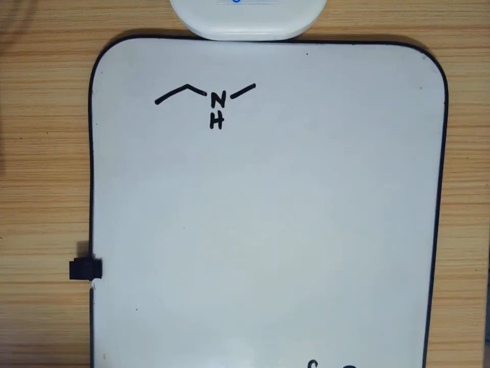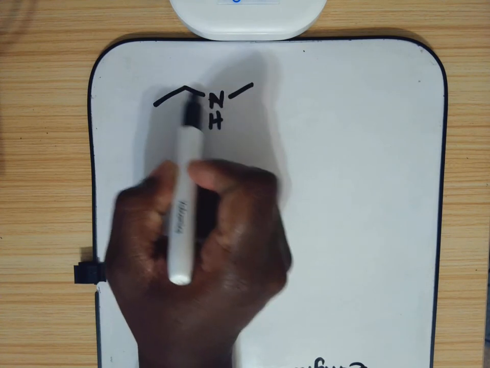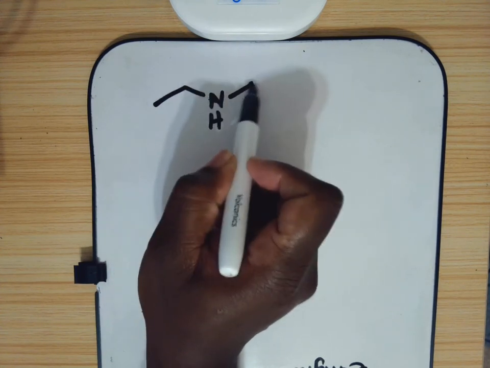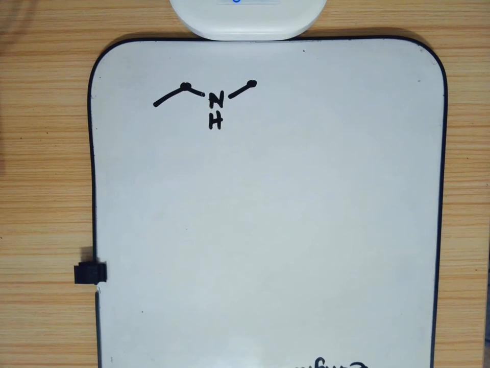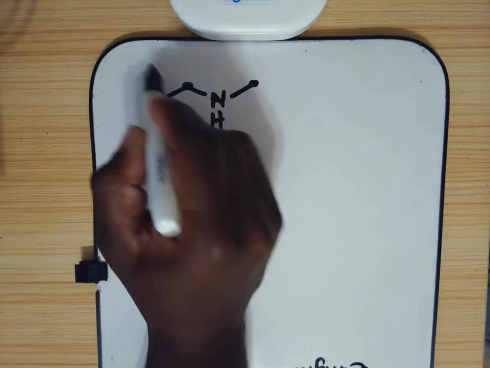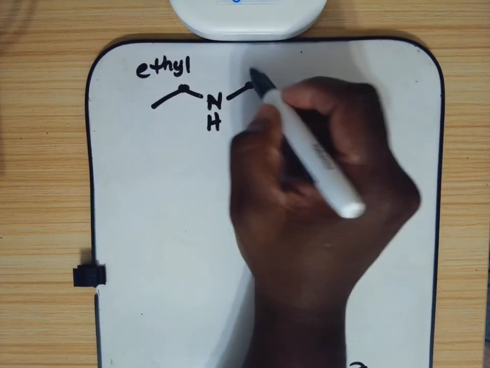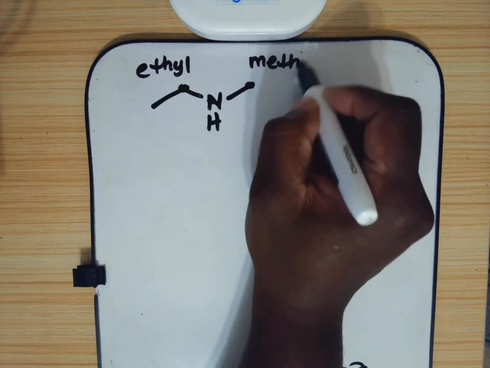So let's look at another one. Now we have a secondary amine, because we have our nitrogen directly bonded to two carbon atoms, the carbon to the left and the carbon to the right. So our name should account for those two R groups. To the left, we have one group that has two carbon atoms, so we have an ethyl. To the right, we have one group that only has one carbon atom, so we have a methyl.